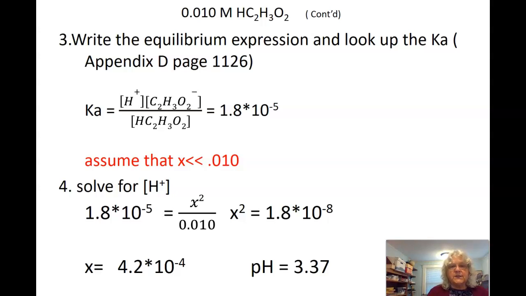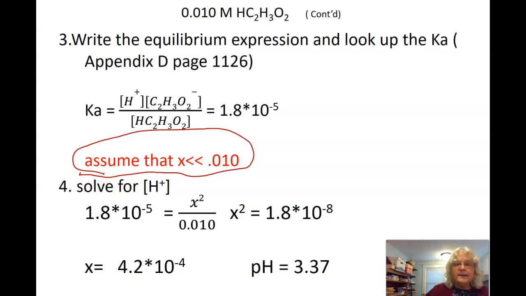And now I'm going to make an assumption that we didn't do before. This is a good assumption for most weak acids. I'm going to assume that the change in the hydrogen ion is actually very small compared to what I started with. So that's what this is saying here. It says assume that X is much less than 0.010. That's usually a good assumption because of this. This 10 to the minus fifth, that's a really small number. What that means is the acid doesn't break apart very much, and so the amount that would turn into hydrogen ion is pretty small.